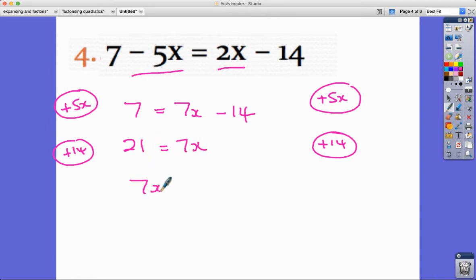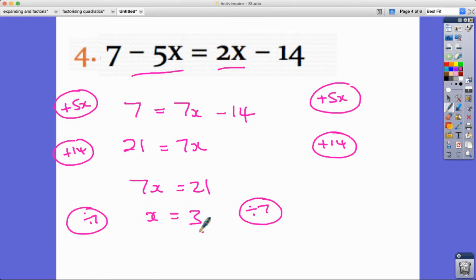You may like to just turn it around at this point. It doesn't make any difference if you don't. And then we can just divide by the 7 to get the x term on its own. So 21 divided by 7 is equal to 3. Okay, let's check it. 5 times 3 is 15. 7 subtract 15 is minus 8. And 6 minus 14, by my reckoning, is also minus 8. So we're correct. It works.